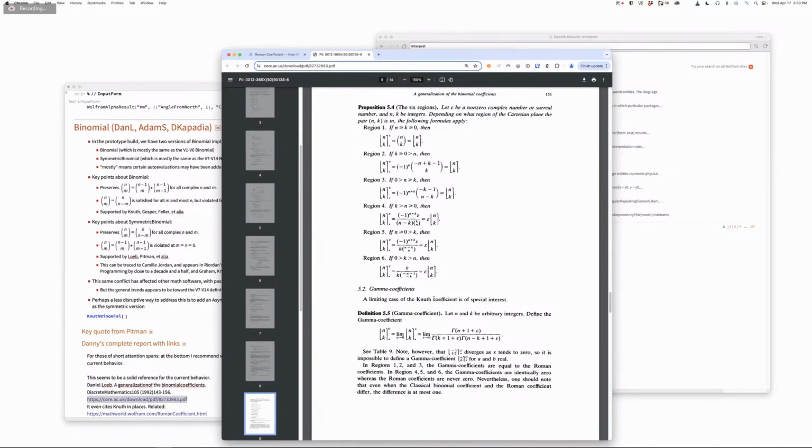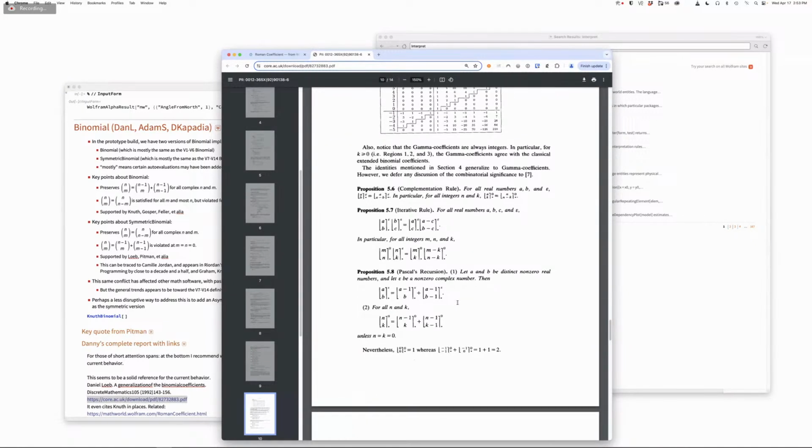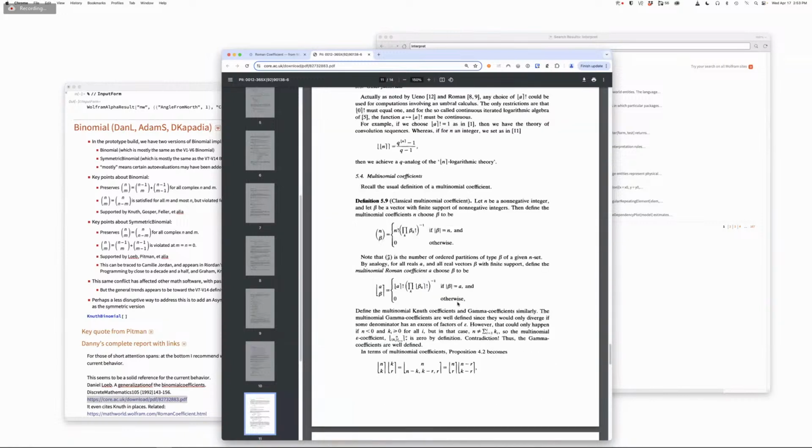Is this it, when this person is calling it Knuth coefficient? Is that the thing that Don is arguing that our binomial be? No, I don't think at all so. Clear. Okay, so we've got to clarify this.